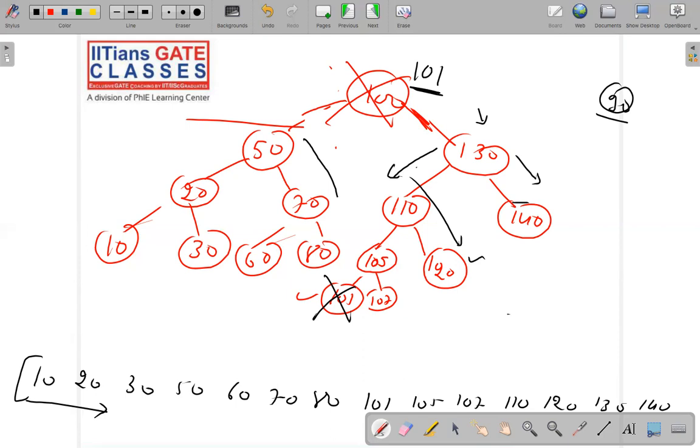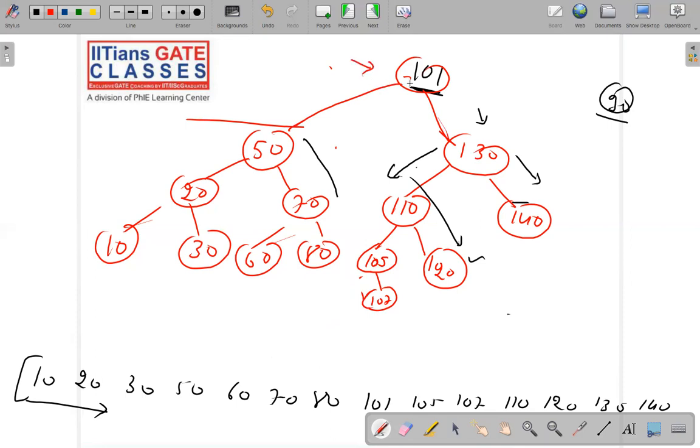If I want to insert 90 here, let me do one thing. Now here we have deleted 100 from the root. Okay, we have 101 here. And now we want to insert 90.